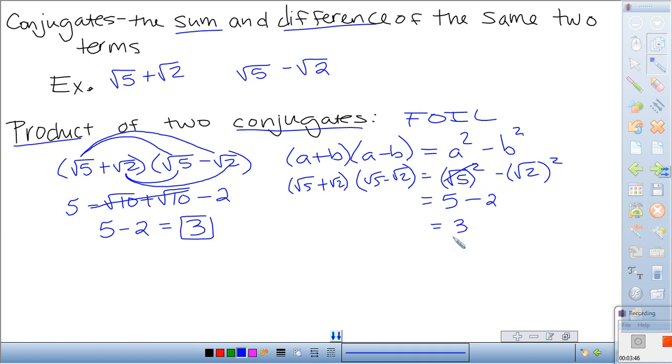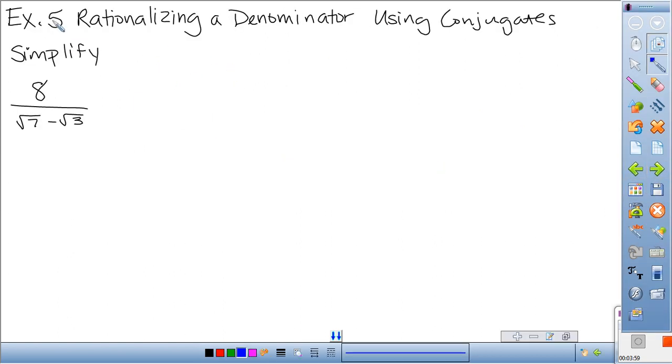So either way you work it, when you multiply two conjugates together, it gets rid of that radical so that you can simplify. So let's look at why we need to know this and how it's going to help us out. Example 5, rationalizing a denominator. So we did this in the last lesson, in 11.1. We're rationalizing a denominator, but this time we're using the conjugate.